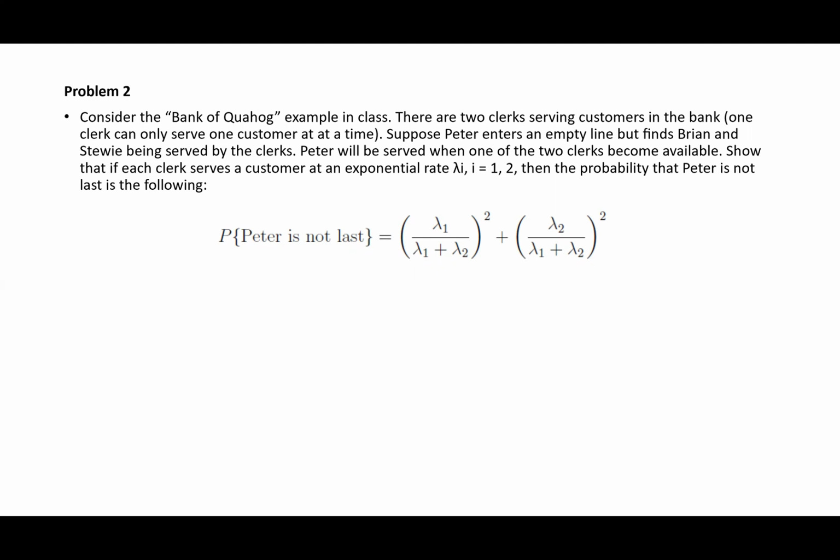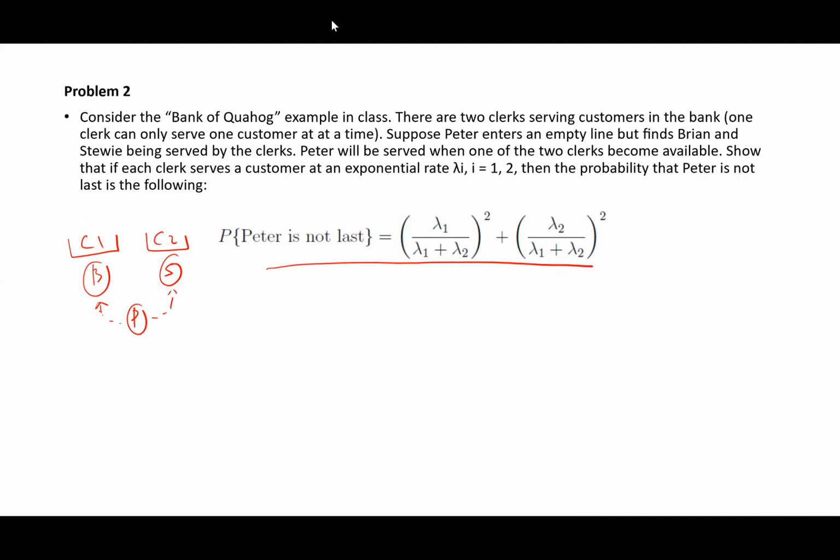It gives you the expression. So let's again draw the diagram. I want to call this clerk 1, this clerk 2. I have Brian and Stewie, so Brian is over here, Stewie's over here, and Peter can go to either one, whichever becomes free. I want to show that the probability that Peter is not last is given by this expression.